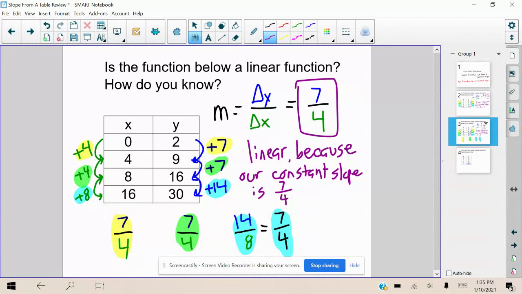So although the increases looked different, they have the overall same value. 7 over 4 is the same as 7 over 4, which is the same as 14 over 8 because we can simplify 14 over 8 to be 7 over 4. So although the increase in y and the increase in x were a little bit different, they have the same value. It's like saying 5 pennies is equal to 1 nickel. It's still worth 5 cents. They just look different, but the overall value is going to be the same.